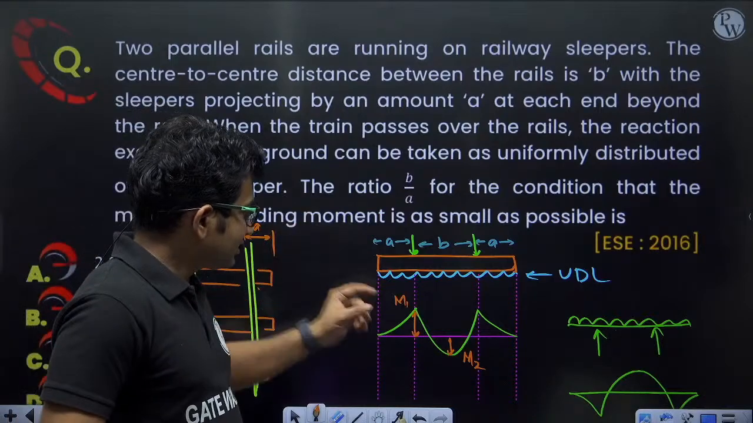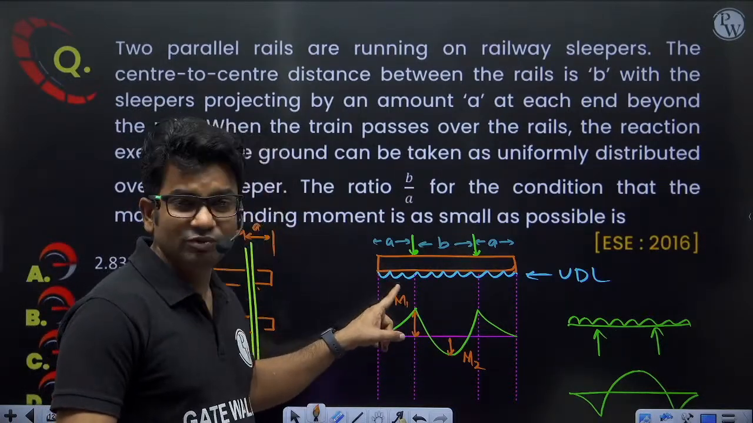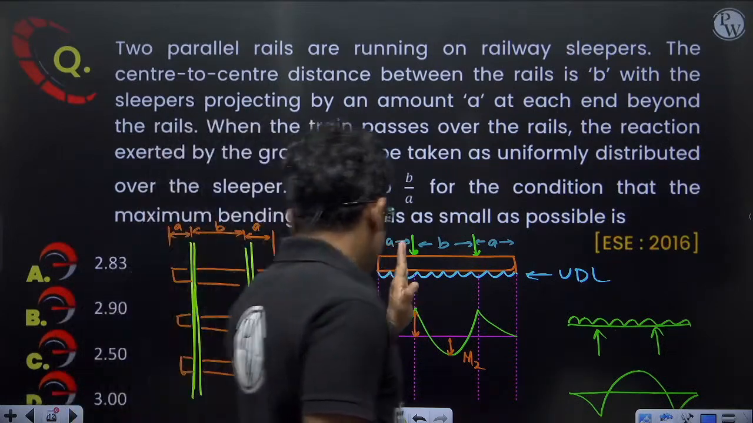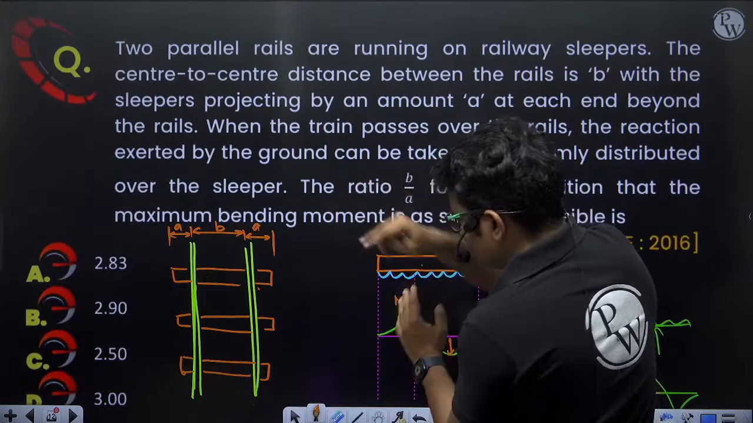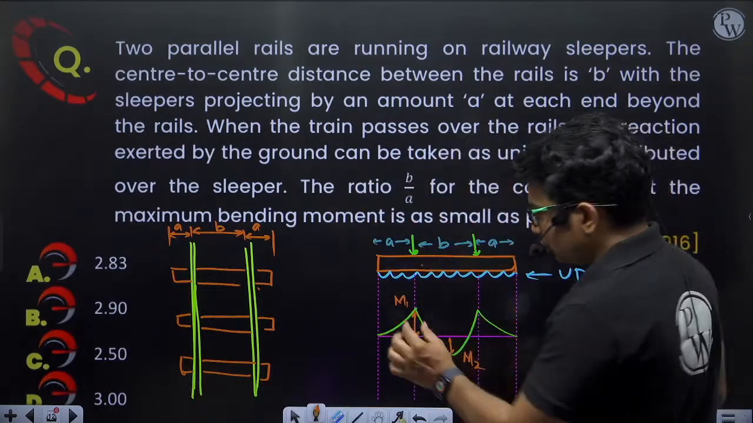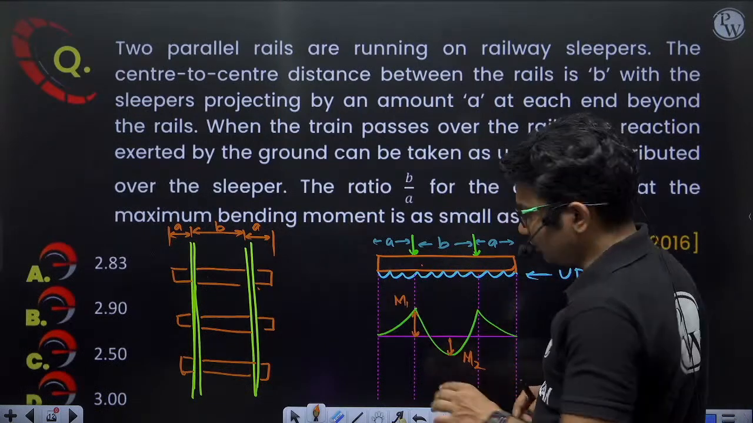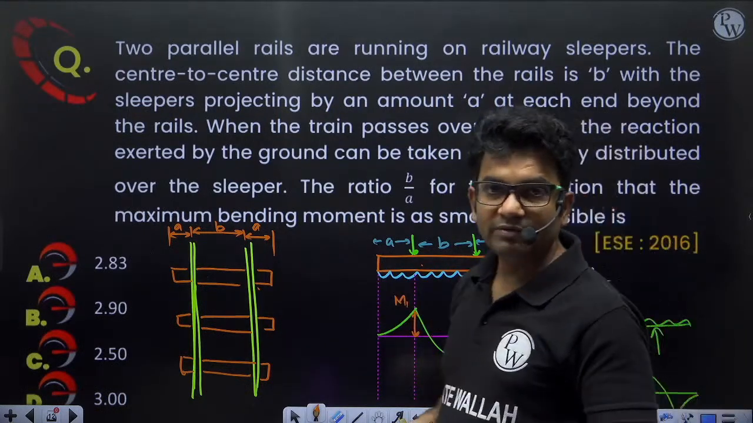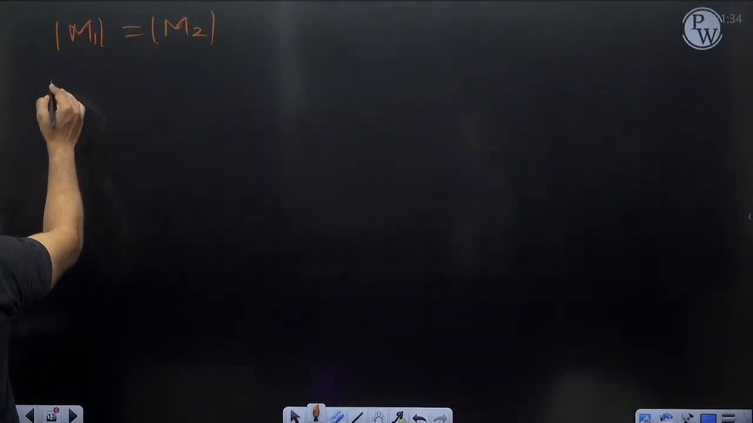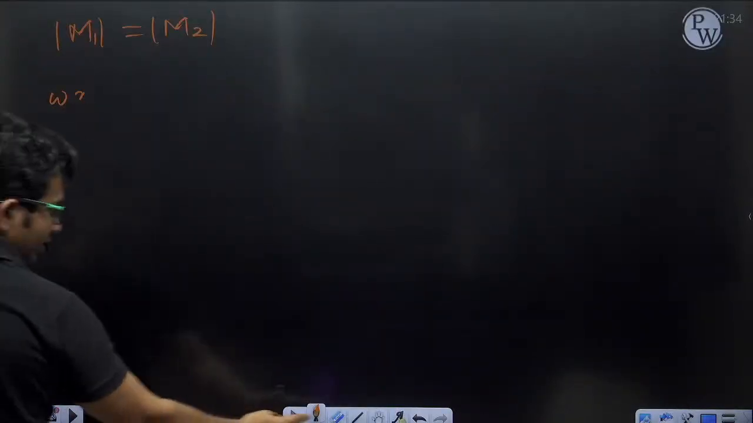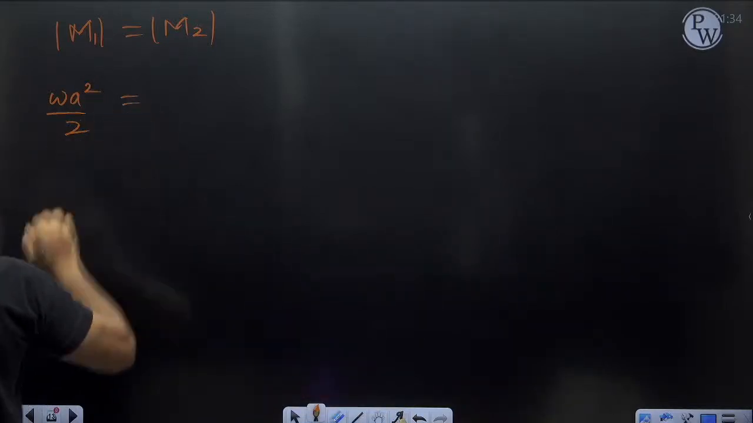Now let us calculate M1. In order to calculate M1, I'll be having minus W x square by 2. Here the bending moment at this location will be because of this UDL only. Because of this UDL, it will be W A square by 2. So M1 will be equal to W A square by 2.